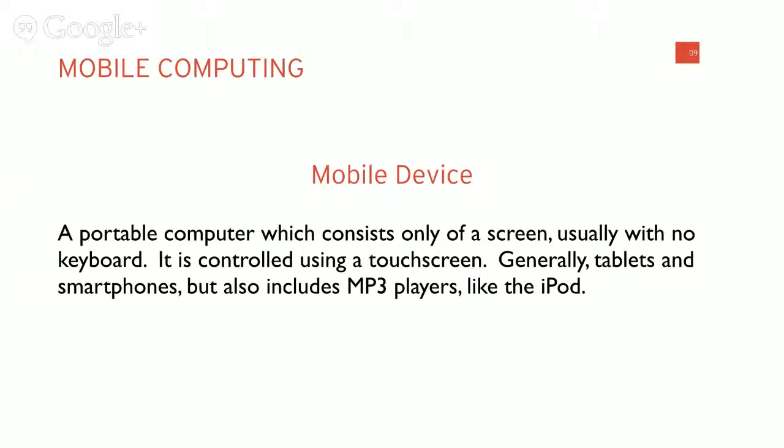A mobile device refers to all sorts of things. This is one generic definition of it, but it's usually a device, a computer more or less, that has a screen, that doesn't use a keyboard, and it responds via touch input. So you use your fingers to drag things around or click things.